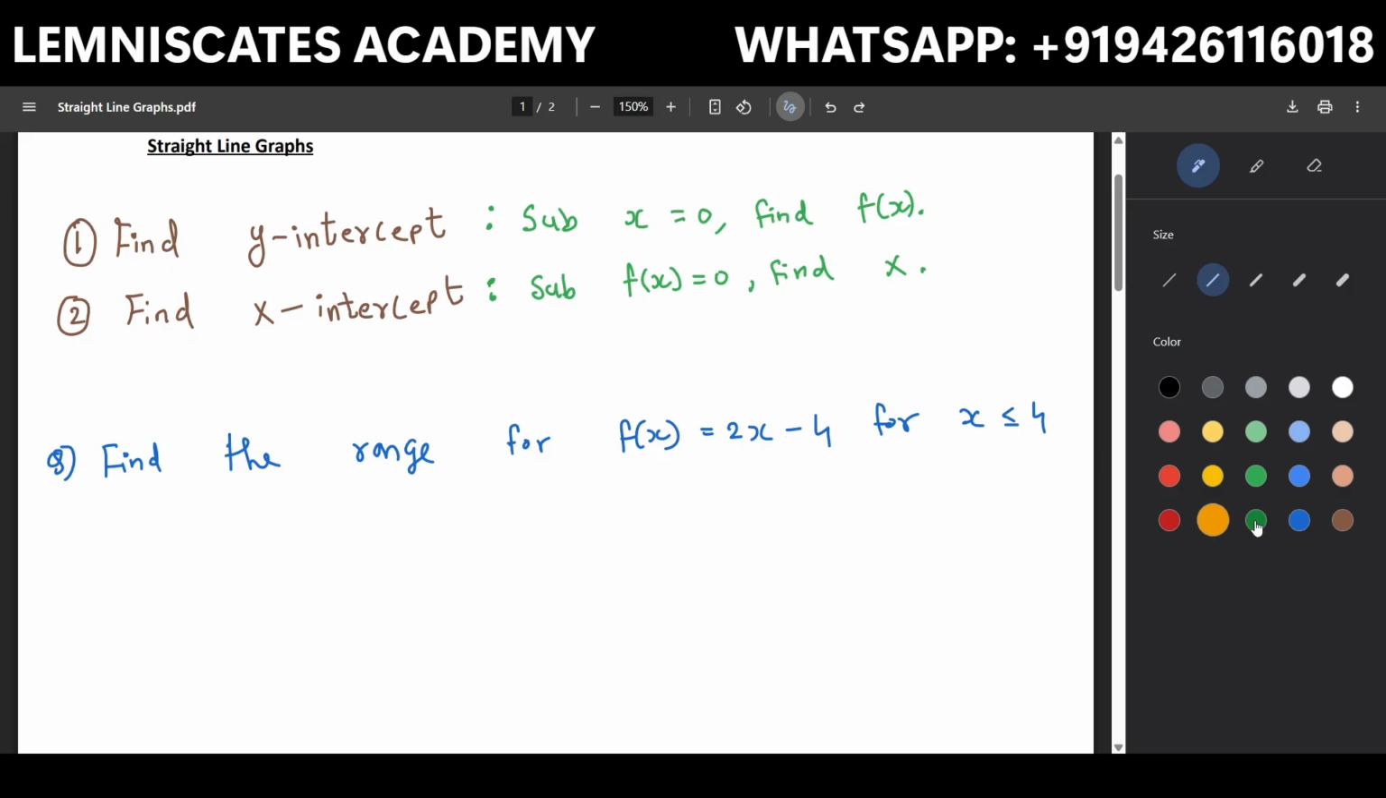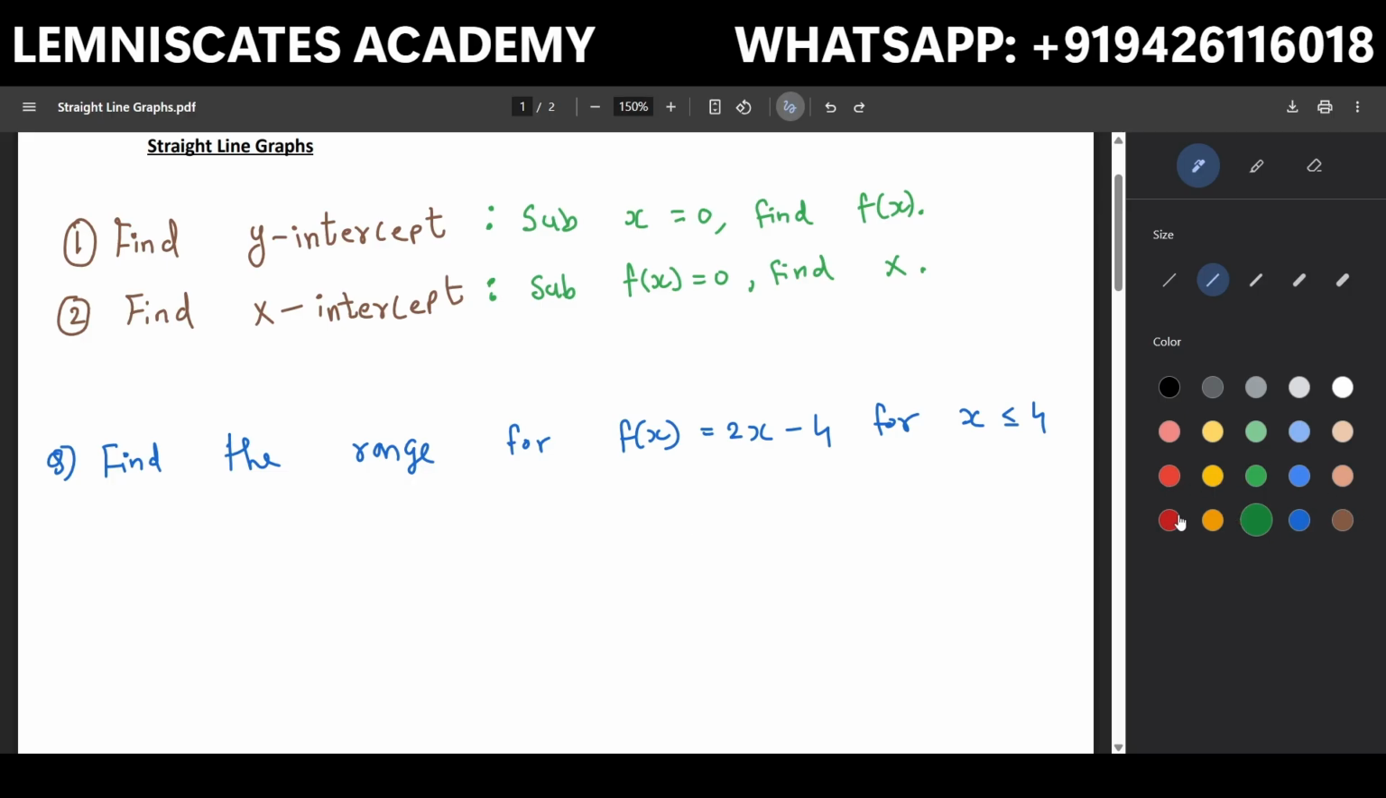How to sketch the graph? You are already aware of that. So my y-intercept is minus 4, and if I do 2x minus 4 is equal to 0, my x value will of course be 2. So my x-intercept is 2, y-intercept is minus 4. I just have to connect these dots and form the straight line. So let's get that into the picture.